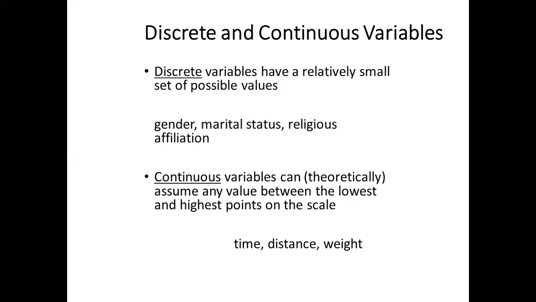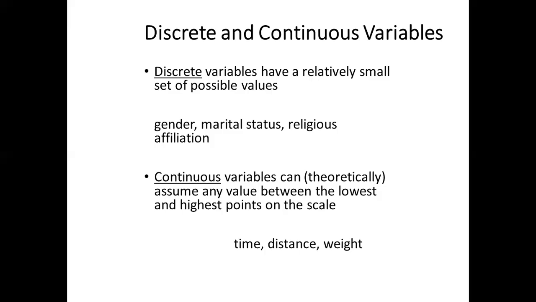Now we have what we call the discrete and the continuous variable. All right. So the discrete variables have a relatively small set of possible values. For example, we have gender, we have marital status, we have religious affiliation.